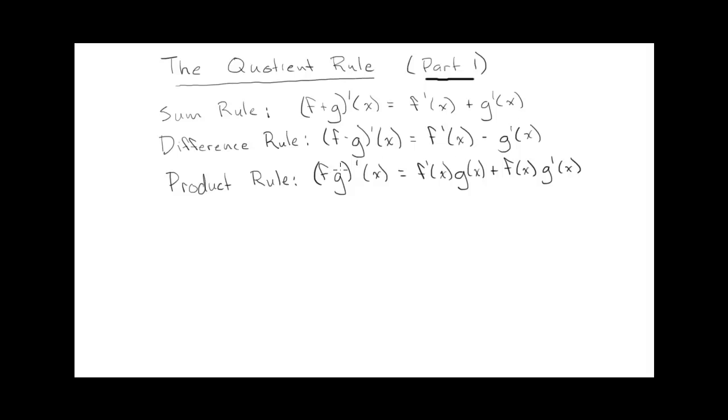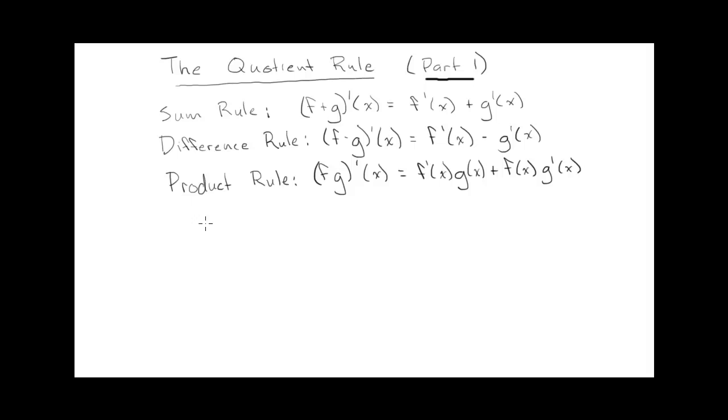The product rule is a little bit trickier. If you want to do the derivative of f times g, you can't just do the derivative of f times the derivative of g. It actually turned out to be the derivative of f times g plus f times the derivative of g.